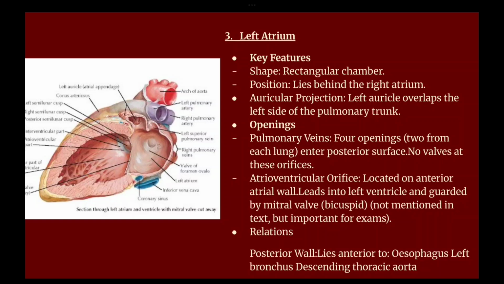The relationship of the left atrium with the walls of the heart: the posterior wall lies anterior to the esophagus, left bronchus and descending thoracic aorta. So the posterior wall of the left atrium is touching the esophagus, the left bronchus of the lungs, and the descending thoracic aorta, which is a part of the aorta.